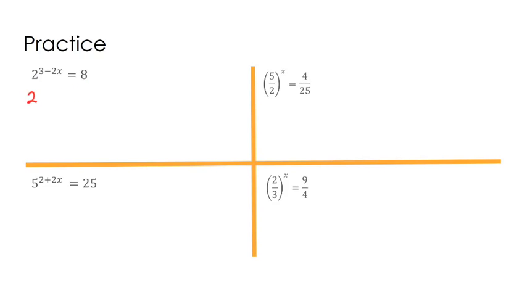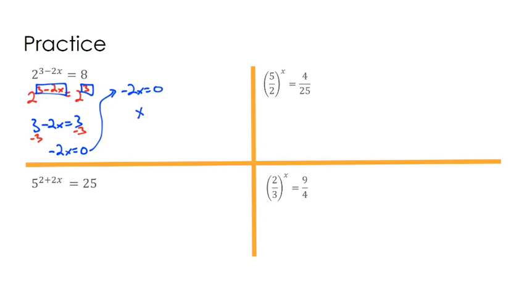So I like the 2 because that's a pretty simplified base, but I can rewrite 8 as 2 to the third power. Once you've done that, if we have 2 to something is equal to 2 to something, we know that those somethings must be equal. Okay? So once I solve this little mini equation, I'm just going to subtract 3 from each side, and we get negative 2x equals 0. I'm going to kind of come up here where I have space. If I have negative 2x equals 0, I can divide by negative 2 on each side and get that x equals 0 is going to be our solution to that.